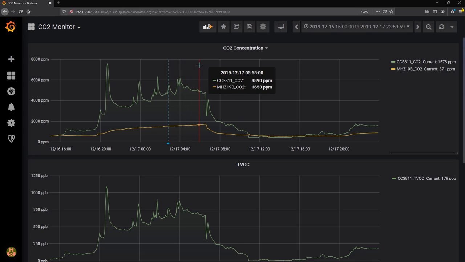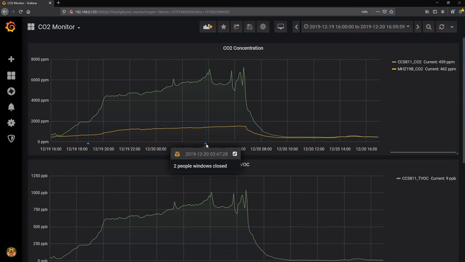The CCS811 is showing abnormal values in the range of 5000 ppm, which can't be real, but since this sensor measures volatile organic compounds and tries to estimate CO2 levels based on that, whenever there are VOCs present in the air, the measurement will be heavily influenced. This type of sensor is also heavily influenced by temperature and humidity, so that might explain the deviation as well, because humidity tends to build up overnight. One thing is certain, we cannot use the data from the CCS811 because we can see it presents abnormal values.